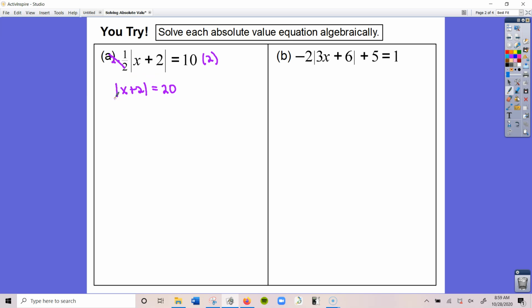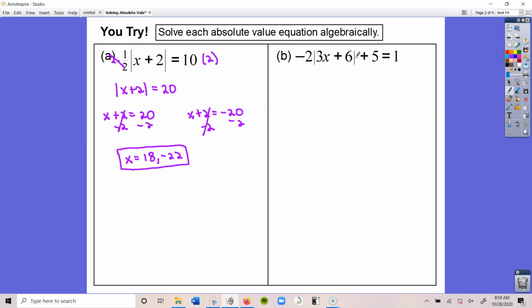Now that the absolute value part is alone, I can remove it. So x plus 2 is equal to positive 20, and x plus 2 is equal to negative 20. And then I would subtract 2 from both sides to solve for both of my answers. So x is equal to 20 minus 2, which is 18, and negative 20 minus 2, which is negative 22. And these would be my two solutions.